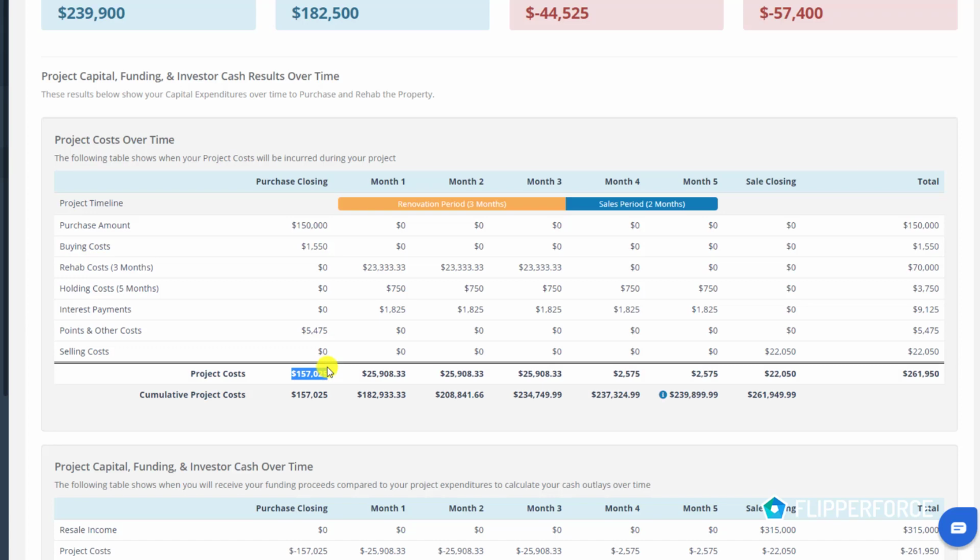Now, during the 3-month renovation period, we'll be spending approximately $23,000 per month plus $750 per month in holding costs, and then our $1,825 per month in monthly interest payments. So by the time we're done with this project, we're going to need about $239,900 in capital to fund this project.